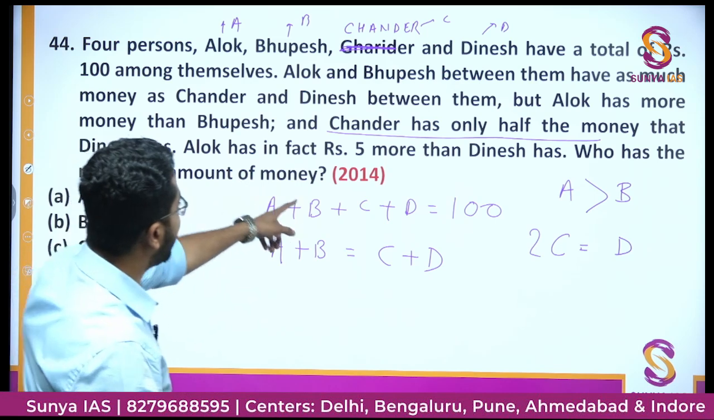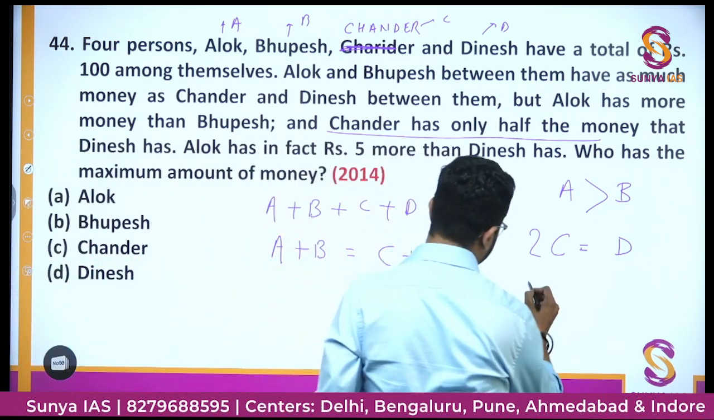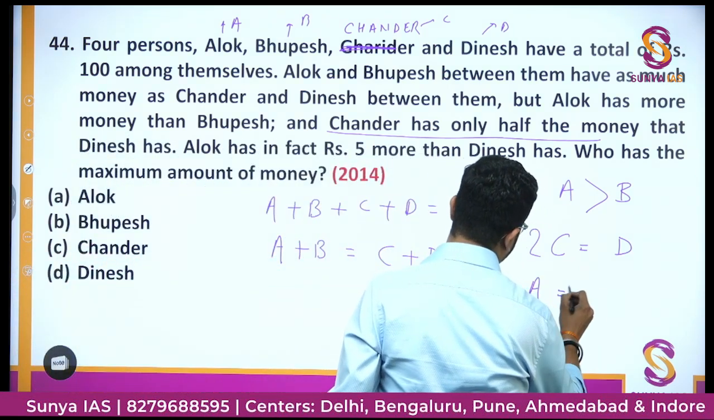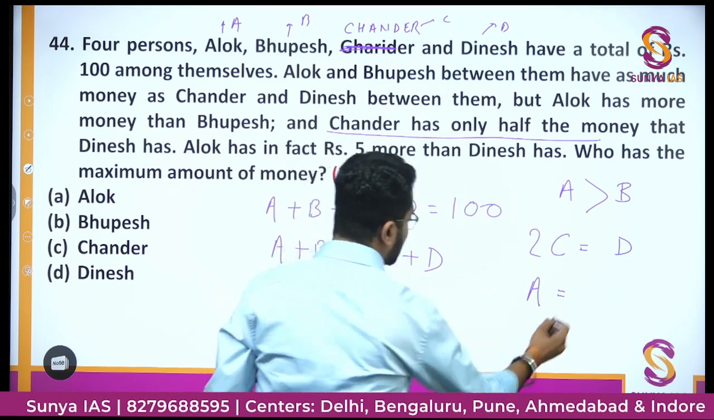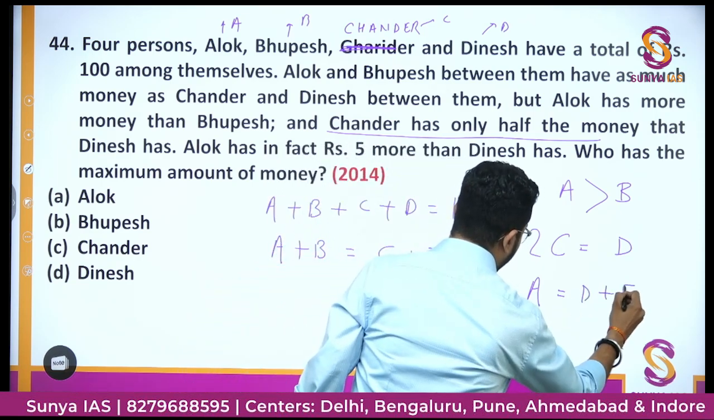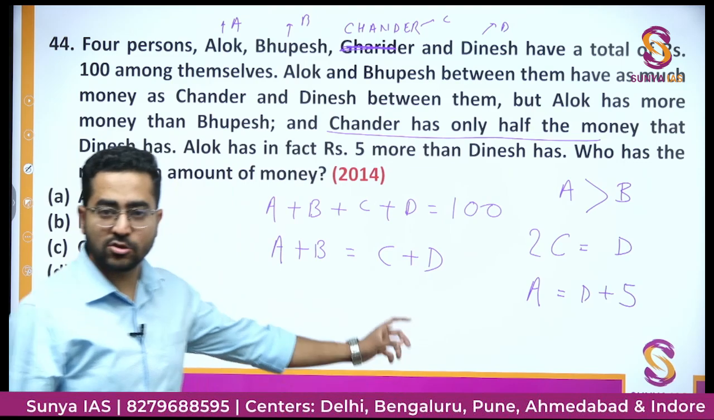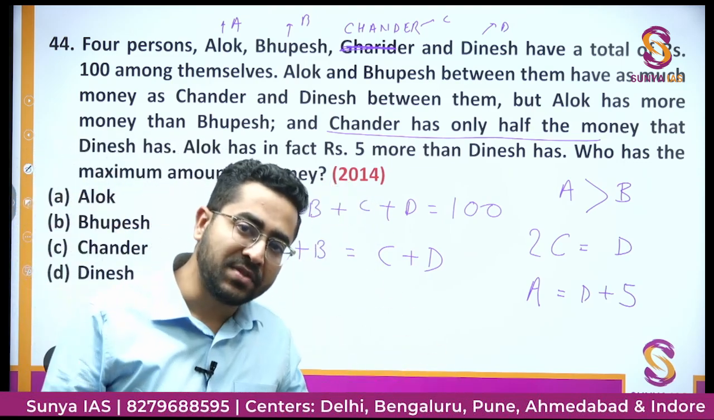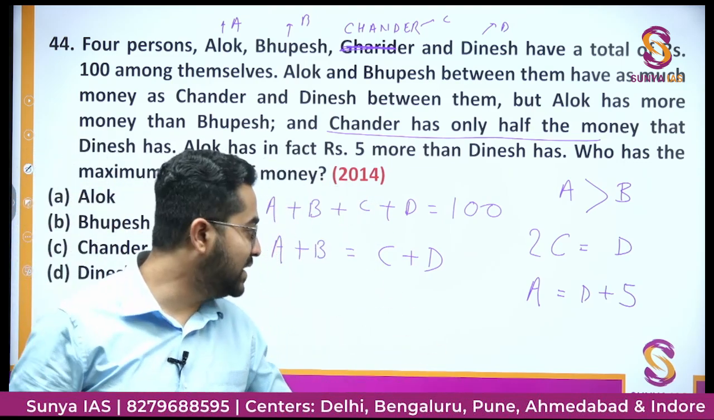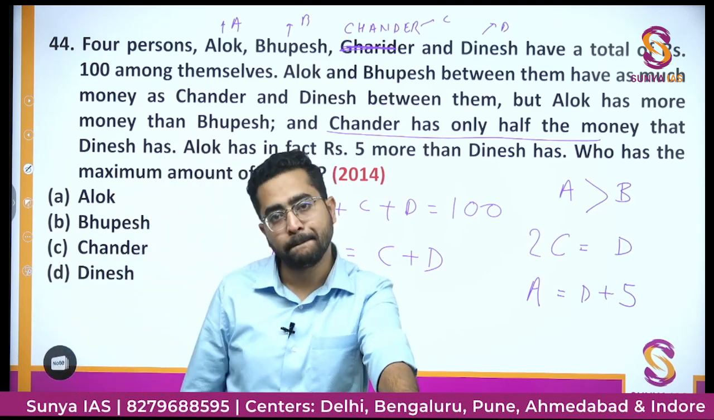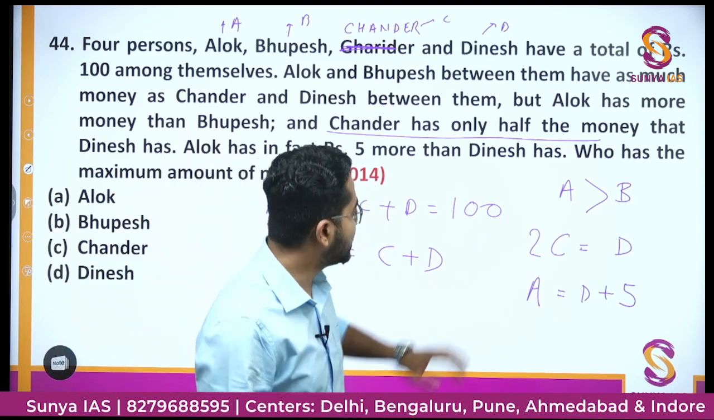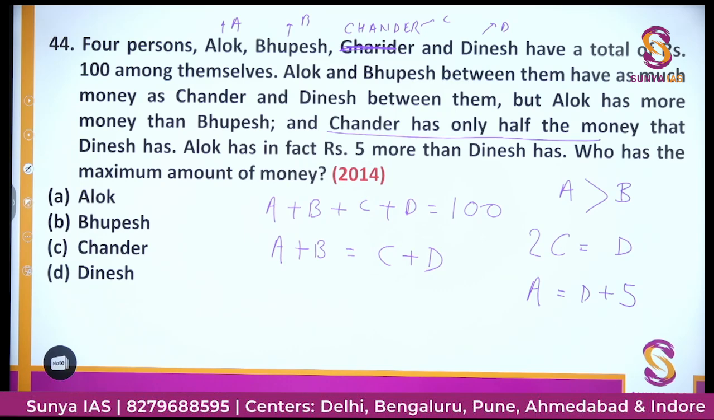Alok has in fact ₹5 more than Dinesh has. That means Dinesh has ₹5 less than Alok. So if we give Dinesh ₹5 more, then he would have an equal amount of money as Alok. Okay, so these are the equations. Who has the maximum amount of money?